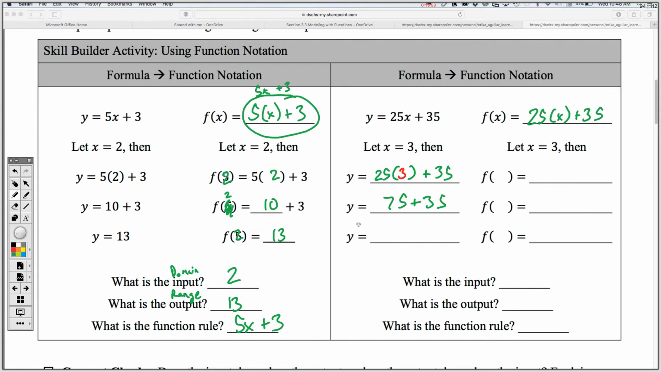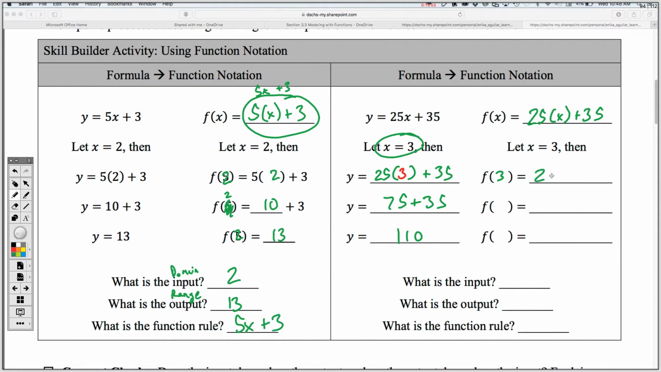Oh, take your time. There is a 10, but not 200. There you go. Small mistake. Okay, 110. What should I put here? What goes in here? 3, because that was from the x equals 3 part.